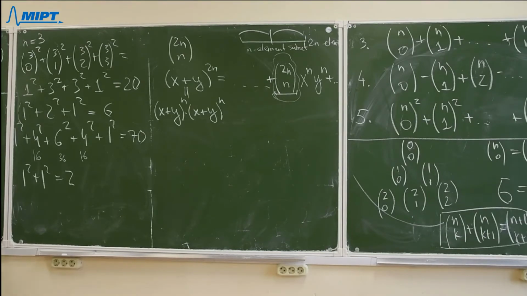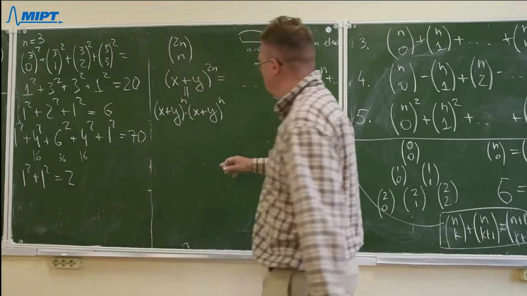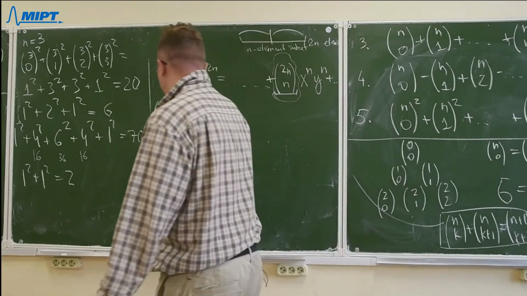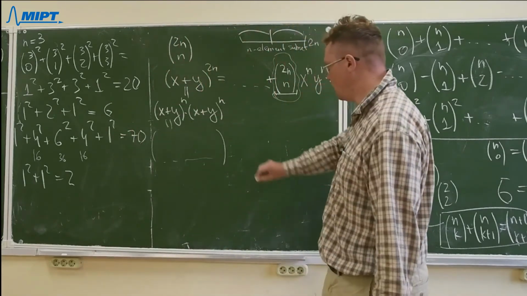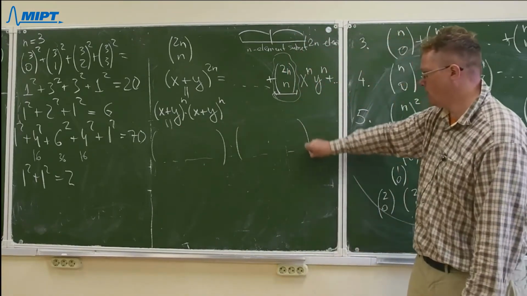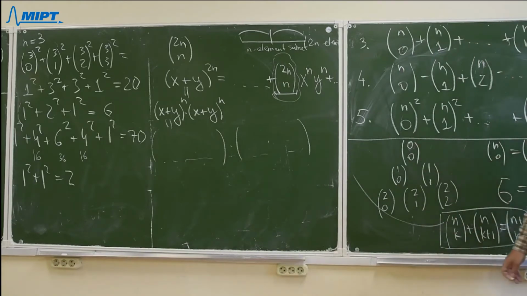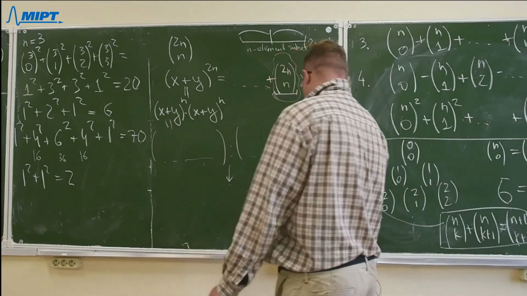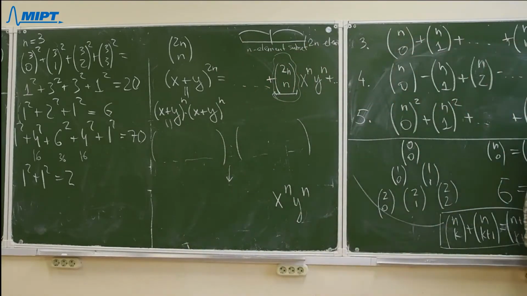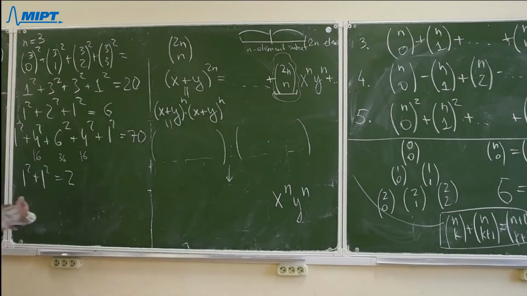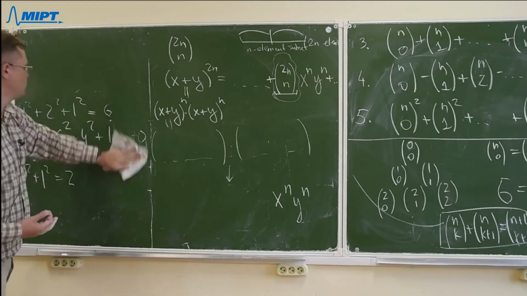So what if we just open the brackets here, and we have this sum of binomial coefficients. We have to use the binomial formula here, and then use the binomial formula here, and then open the brackets. What coefficient will be before x to the nth power and y to the nth power? For example, we can do this with the power 2 or 3, and see what we get.